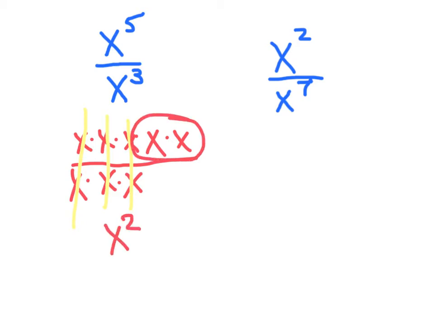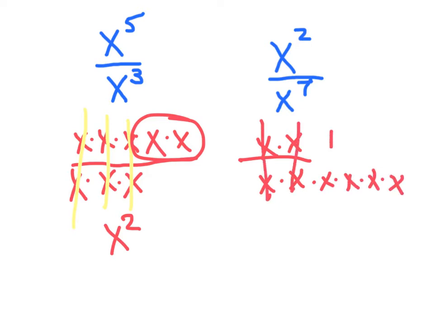Okay, compared to this problem here, x squared divided by x to the seventh, x squared would be x times x over 7 of them. So 2 of them cancel. We're left with a 1 on top, so we have 1 over x to the fifth. I see I only have 6 of them, so there should be 7 of them. So we're left with 1 over x to the fifth.